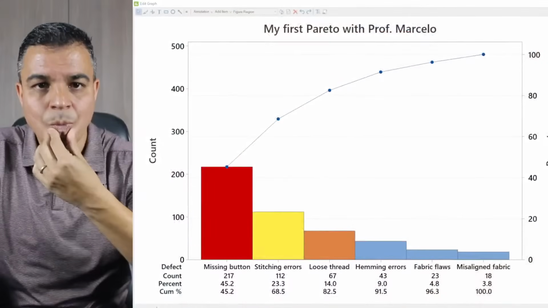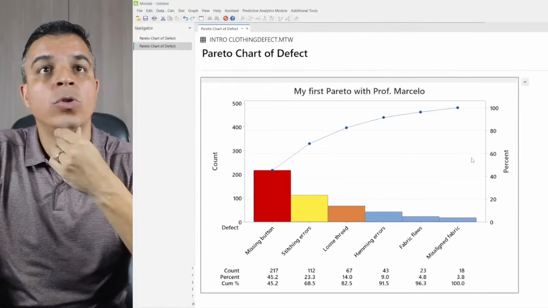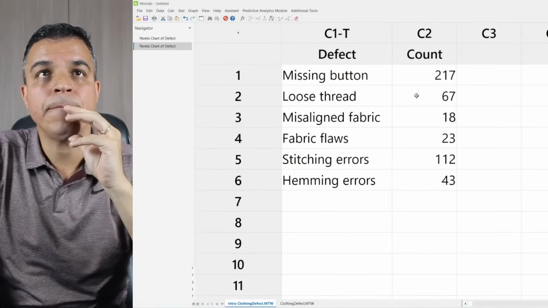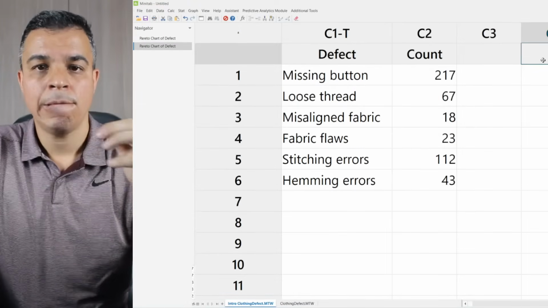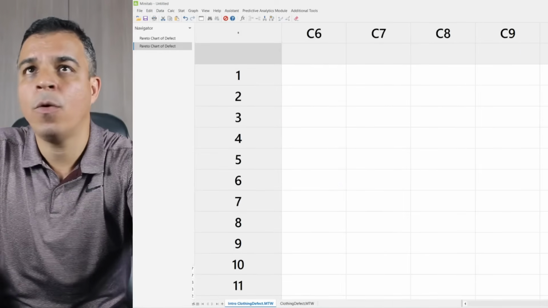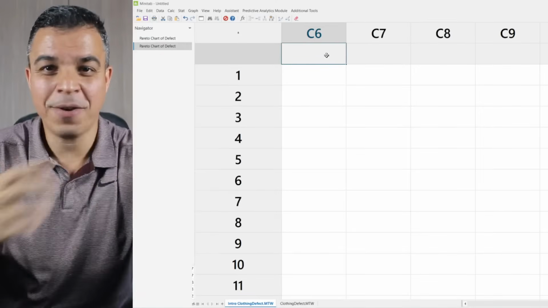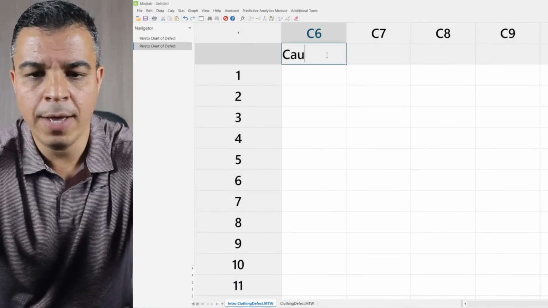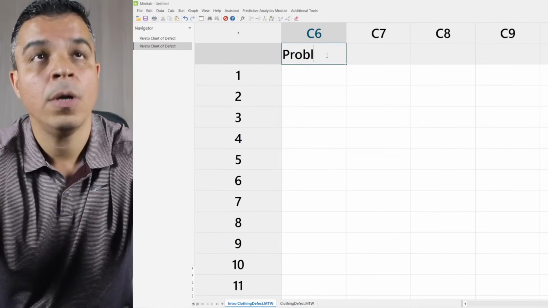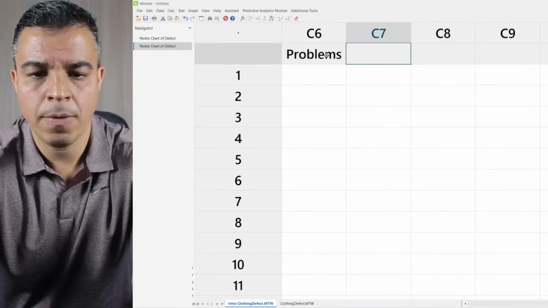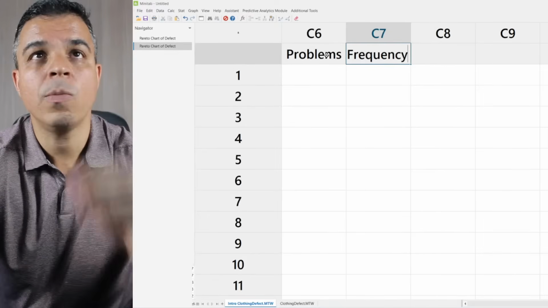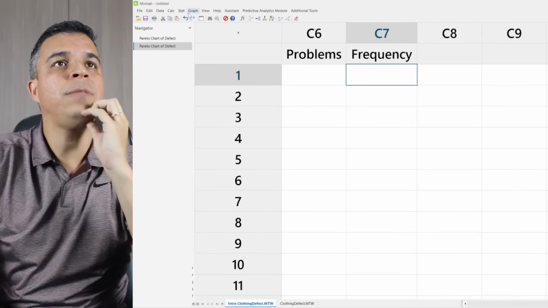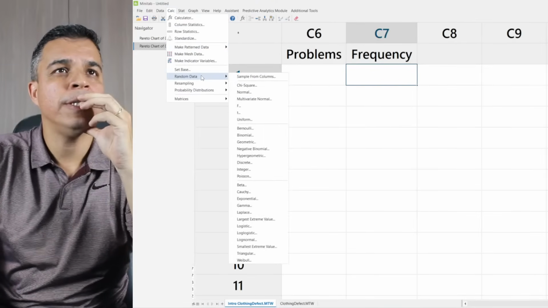And then when we have way too many items in our Pareto, imagine a Pareto. Let me try to create here an example with a crazy Pareto. What would be a crazy Pareto? So imagine that you have different problems and frequency. Let me see if I can generate here some random data.